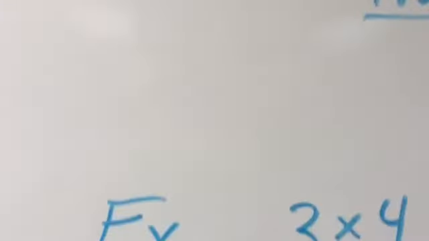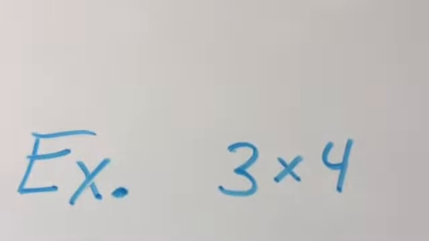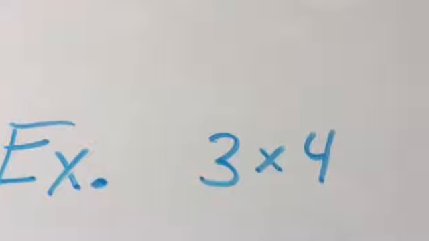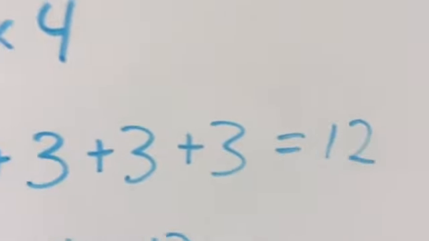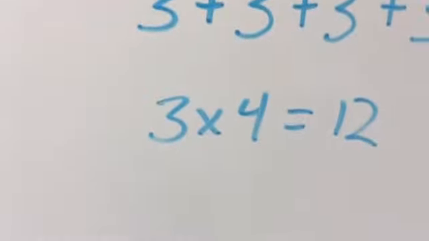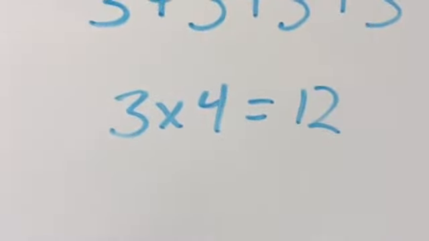For example, 3 times 4. 3 and 4 are called factors. 3 added to itself 4 times is 12. So therefore, 3 times 4 is equal to 12.